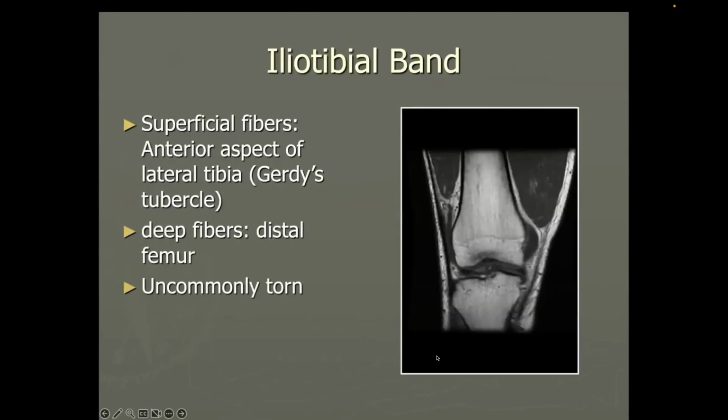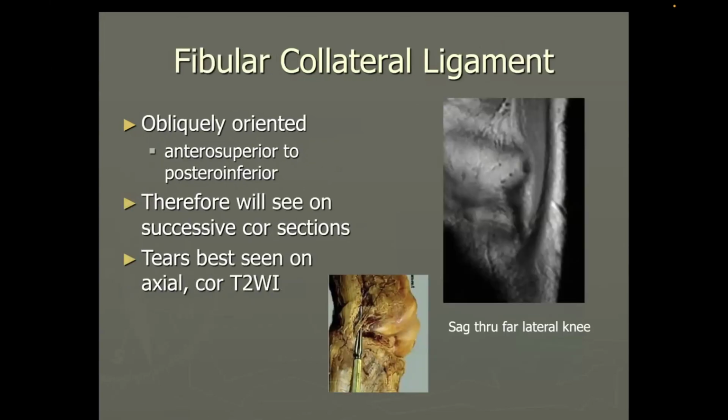How does the IT band insert? Here it is. It inserts at the Gerdy's tubercle. Deep fibers can insert on the distal femur, and it's uncommonly torn. What about the FCL, though? That's obliquely oriented. You have to see it torn on successive images. Here's your FCL right here. Tears are best seen on axial or coronal T2 weighted images.